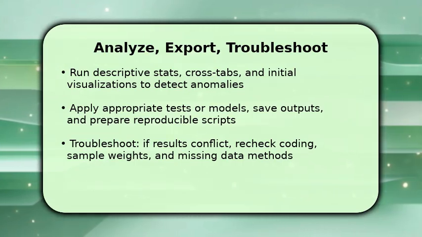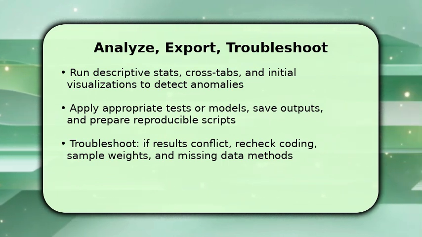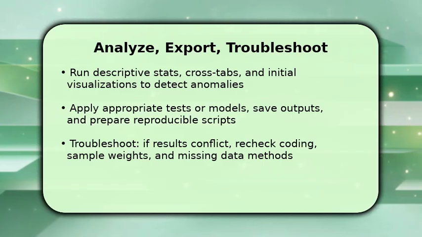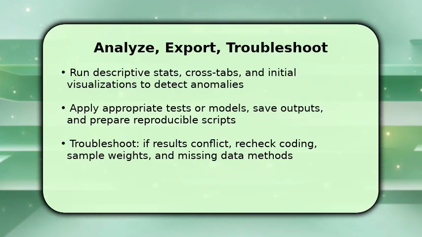If you encounter contradictory results, stop and recheck recoding decisions, sample weights, and how you handled missing data. Often the issue traces back to an earlier transformation or a mislabeled variable.